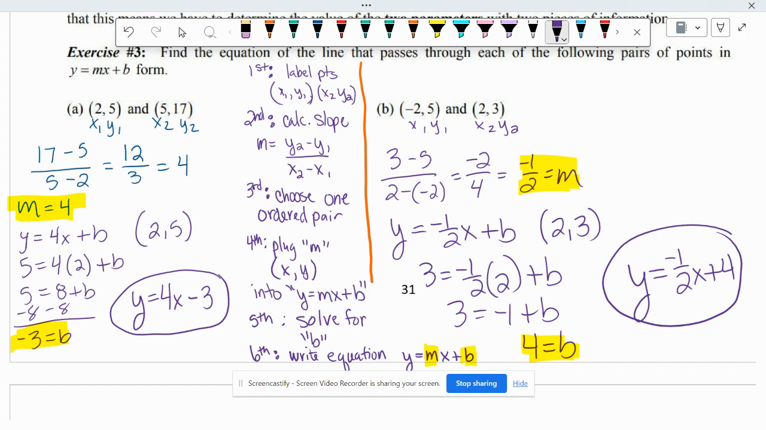So I write the equation y equals m, replace it, times x plus b. Well, plus a negative is just the same thing as minus. So your equation for that first one, if you did it, was y equals 4x minus 3.